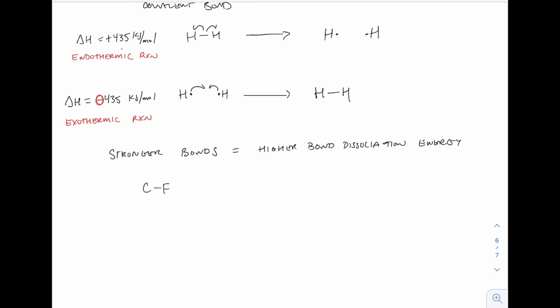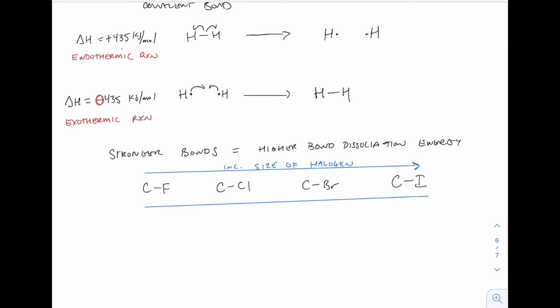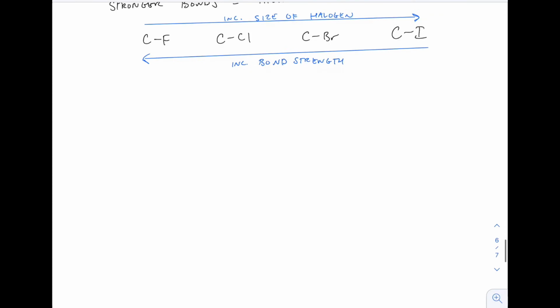But we also have a trend among halogens, which is important for the next chapter, for example, when we have halogens or haloalkanes. The size of the halogen increases from fluorine to iodine. Going from iodine to fluorine, we have an increase in bond strength, and that's just because of the size of that halogen. Smaller fluorine matches up better with carbon, and so you get better bond overlap. That's all we really need to know.